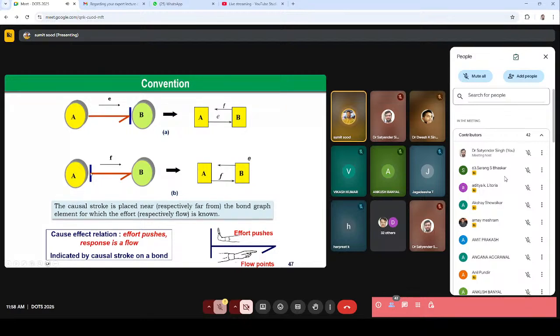For example, here if you see, if the causal stroke is on the other side, in this case the flow is being imparted by body A on body B, and the effect will be seen as the effort.